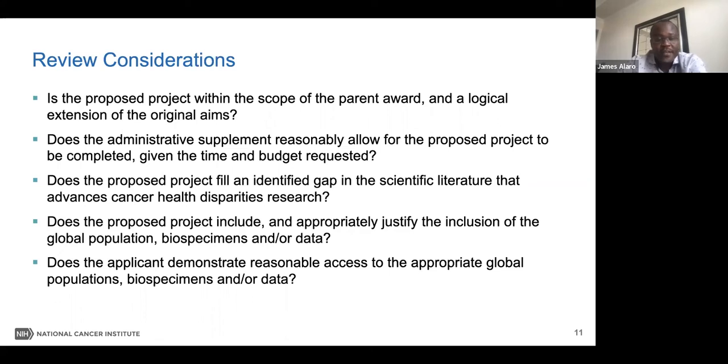We will seek to see whether the proposed project identifies an important scientific gap that advances disparities research. We will seek to see whether your project includes and appropriately justifies the inclusion of the global population, biospecimens, and/or data. And we will also check whether you have reasonable access to that population.